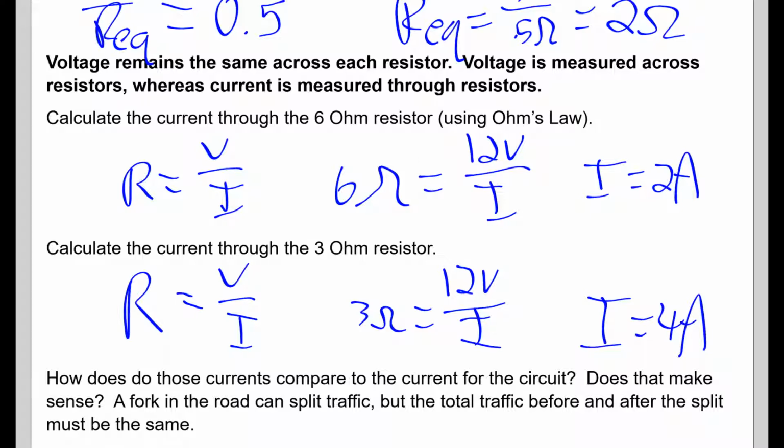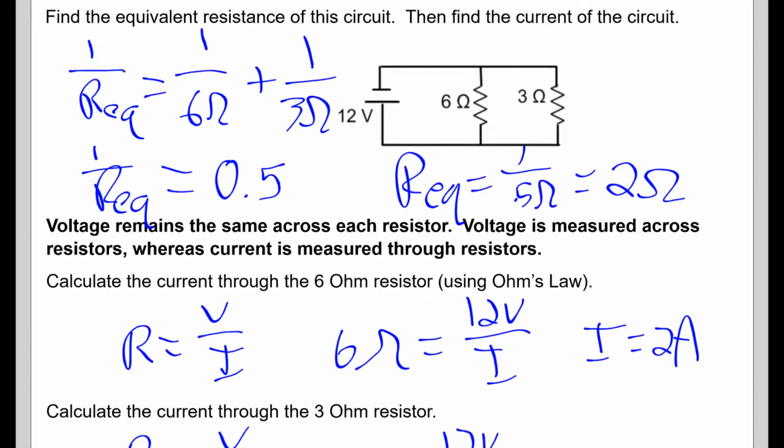Oh, we forgot to do the total current in the circuit. We do the same thing. R equals V over I. 2 ohms equals 12 volts over I. What do I divide 12 by to get 2? It's 6. I equals 6 amps. I was going to write ohms, but it's amps.